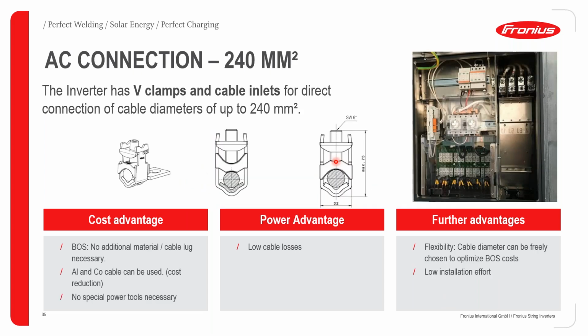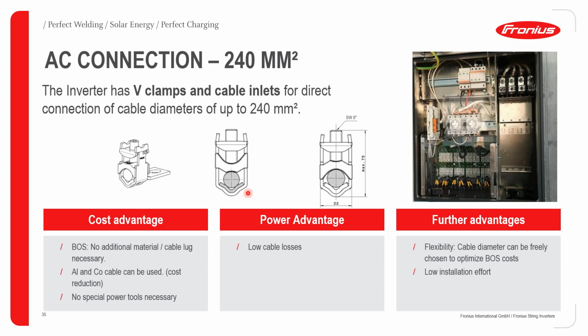So let's go to the next slide where I now show you what the V-clamp looks like. For AC connection, you can go as high as 240 mm squared, which is quite great. The inverter has V-clamps, which make cable connection very, very easy. V-clamps eliminate the use of cable lugs, so you don't need any cable lug. All you need to do is to strip the cable and connect it directly. This, as I'm showing you here, is the positioning where the V-clamps are available for connection, and this is how it looks isometrically.